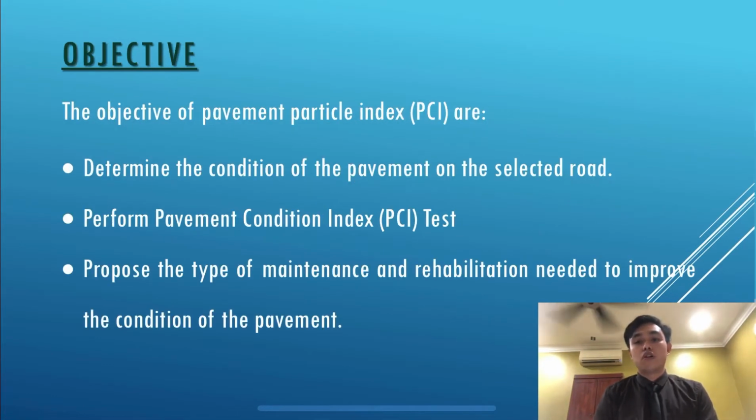So for the objectives of our report, we need to determine the condition of the pavement on the selected road, then perform the pavement condition index PCI test, and lastly propose the type of maintenance and rehabilitation needed to improve the condition of the pavement.